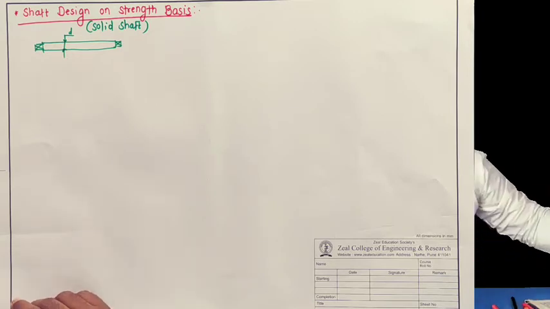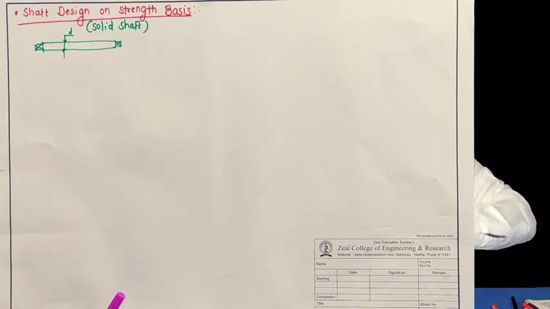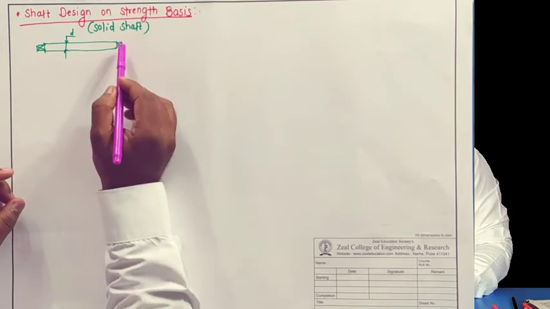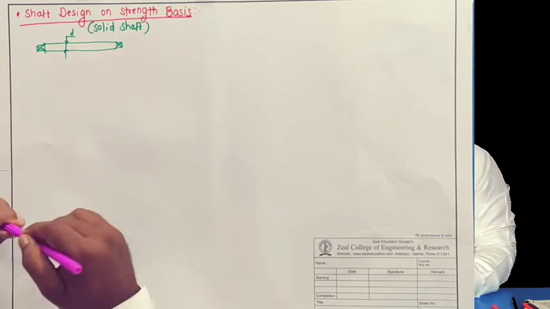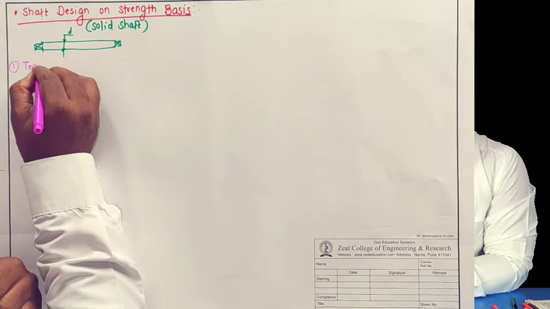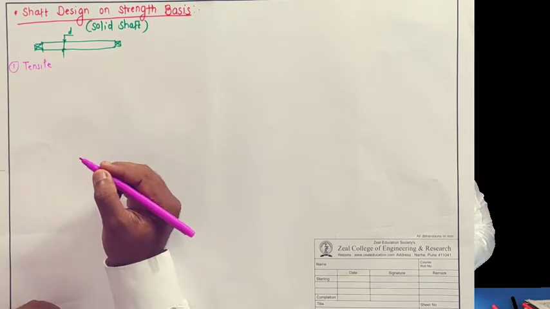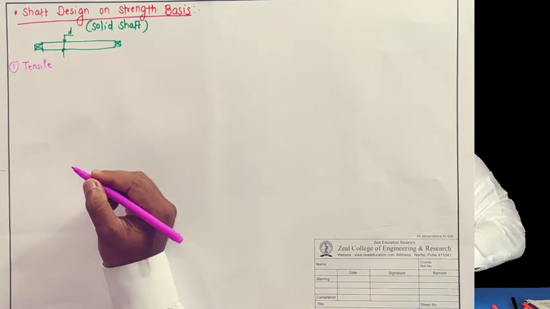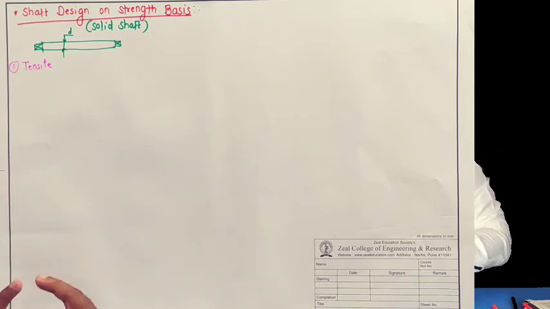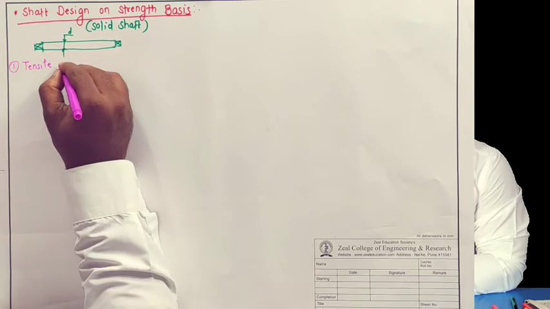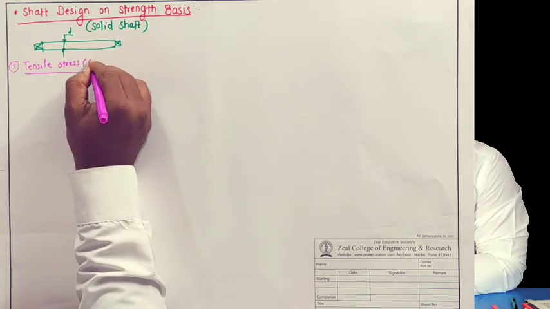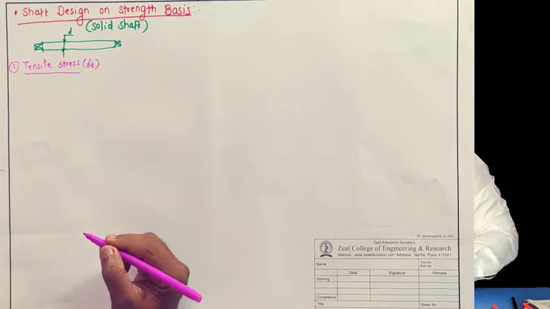Basically there are three kinds of load coming on the shaft. The first one is tensile load. Why? Because the load is acting and the bearings are connected at the two ends. So first we have to consider tensile load, and when there is tensile load, we always have to calculate tensile stress. Then there is bending stress. So I'll write first is tensile stress, with notation sigma T.